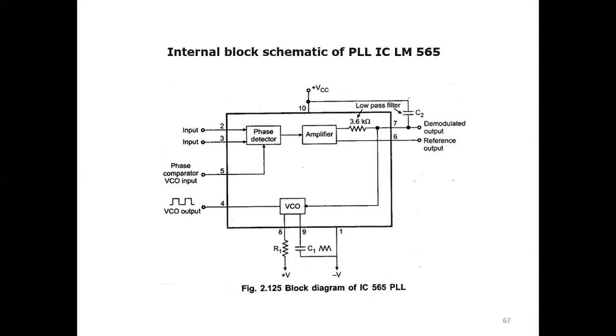Pin numbers 7 and 6 produce the demodulated output, and 6 defines the reference output. The phase comparator output is available at pin 5, and the VCO output is at pin 4. The power supply will be plus 12 volt or plus or minus 24 volt. There is another reference voltage. We have to differentiate VCC and plus V and minus V. These are the control voltages for the PLL circuit 565.